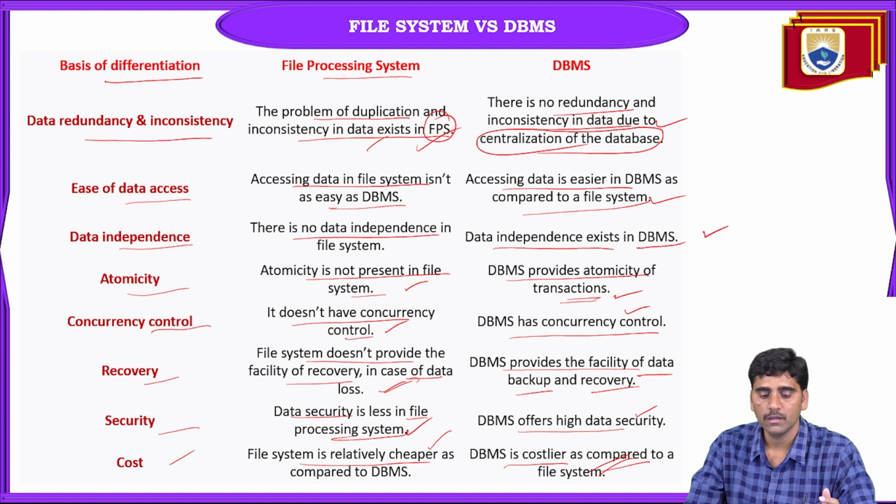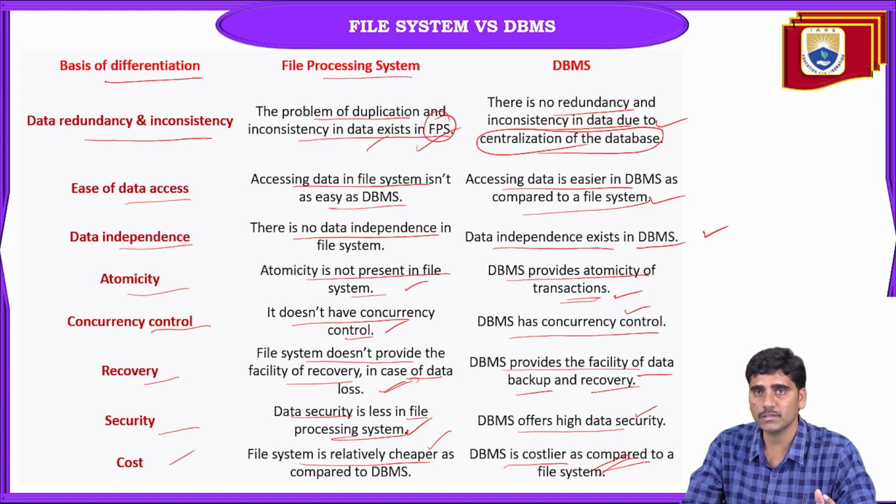So this is all about the differences with the help of these parameters: data redundancy, ease of data access, data independence, atomicity and concurrency control, recovery process, security process, and cost. These are the different processes that we are going to face. So this is about the difference between the file processing system and DBMS.